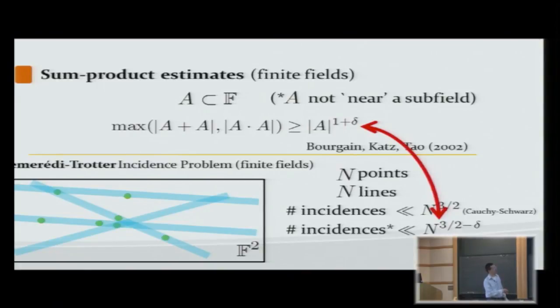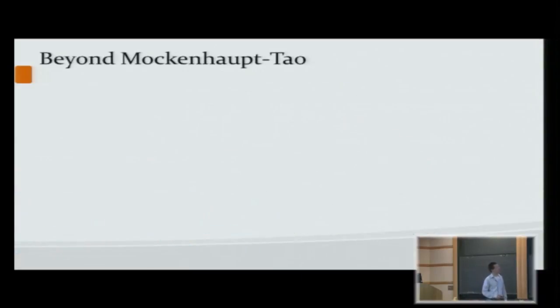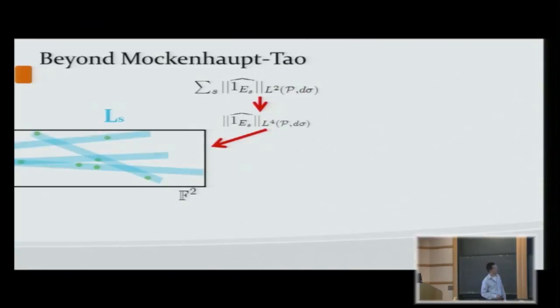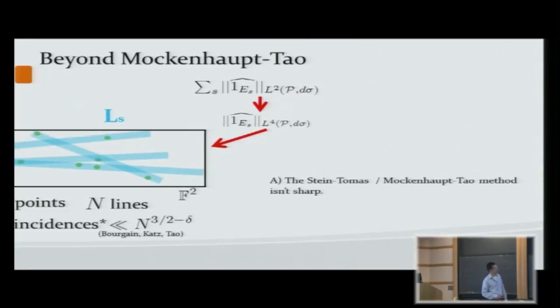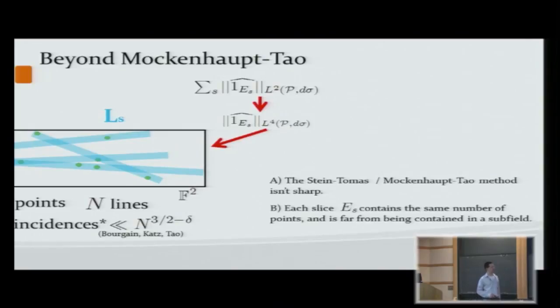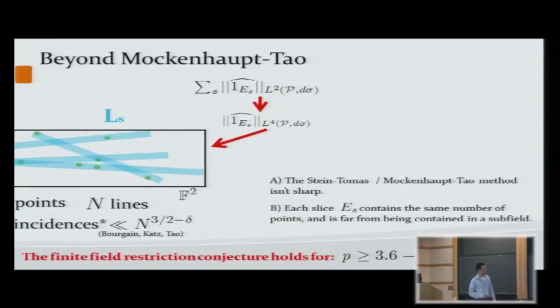In the sum product world, we have things like 1/10 over here in the finite field case, and the exponent over here is like 1/600, because the machine for going between them is not so good. If you insert this into the Mockenhaupt-Tao argument, it's not completely trivial, but you need to adjust some of the things, and you can get a small improvement on their exponent.